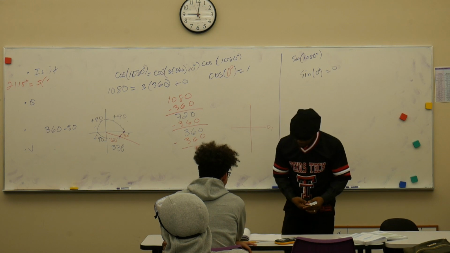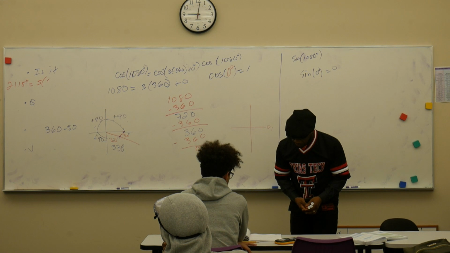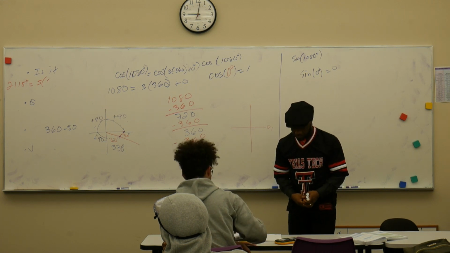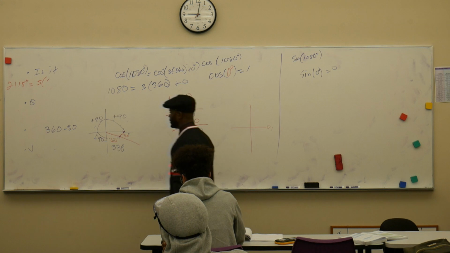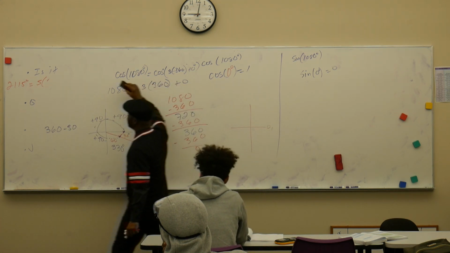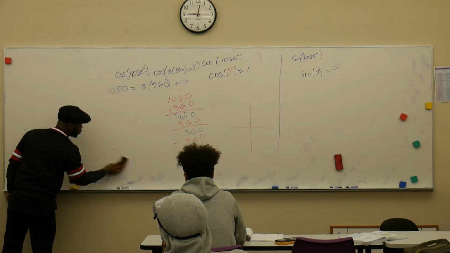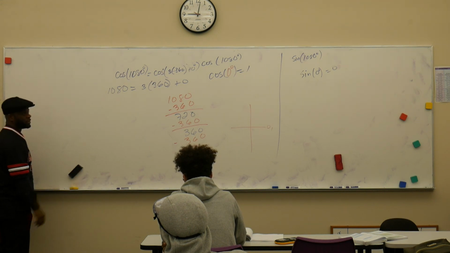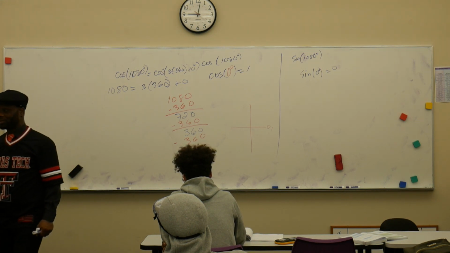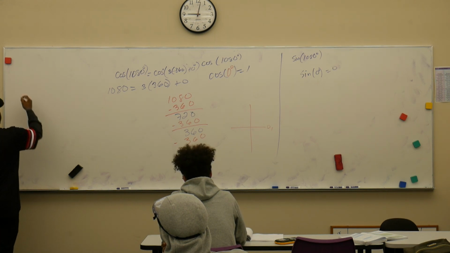The next problem says, what if we rotated 24,000 degrees? What would be the sine and cosine? Here's the thing, the book has a mistake. They're telling you that when you rotate 24,000 degrees, there's 400 rotations. It's not, because 400 times 360 is not 24,000. Somebody didn't check the math on that. But let's look at 24,000.